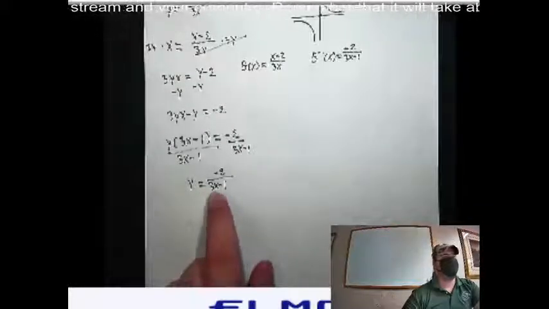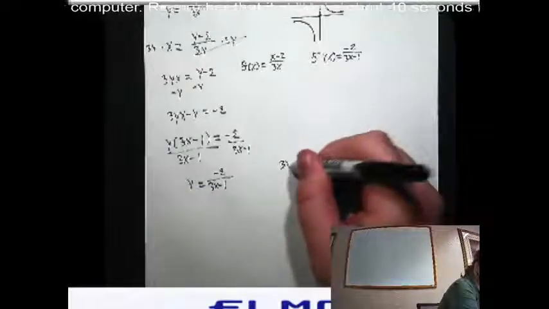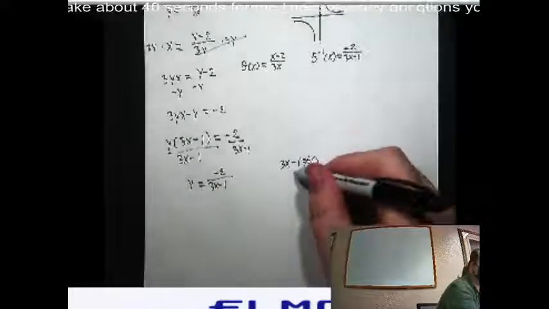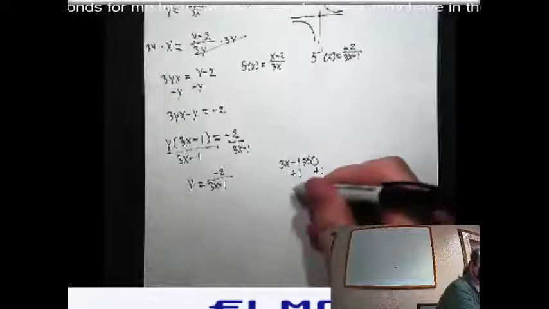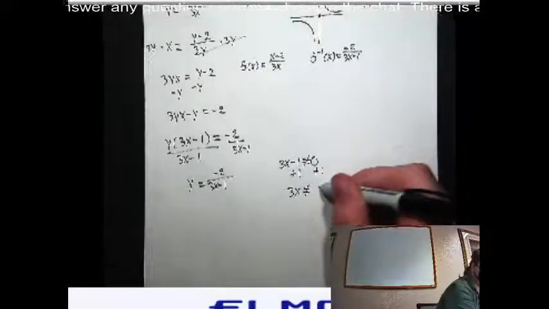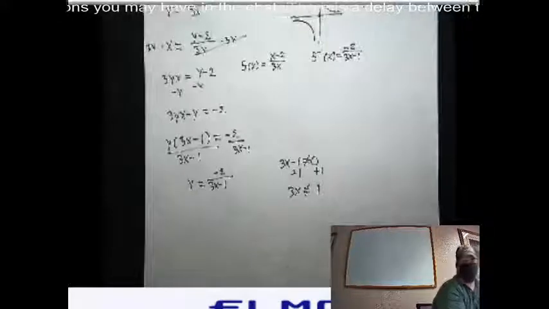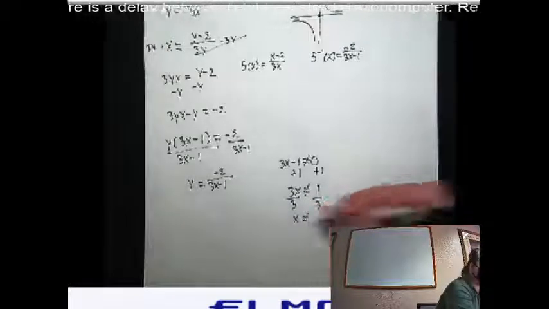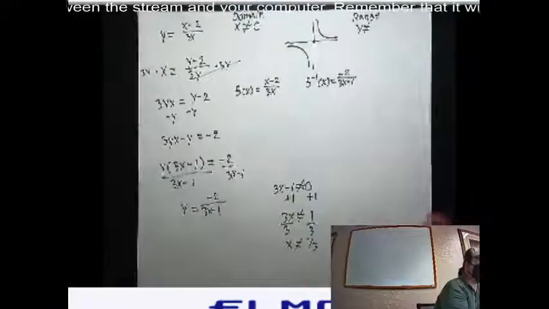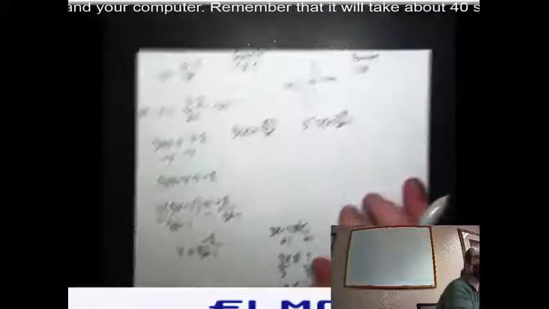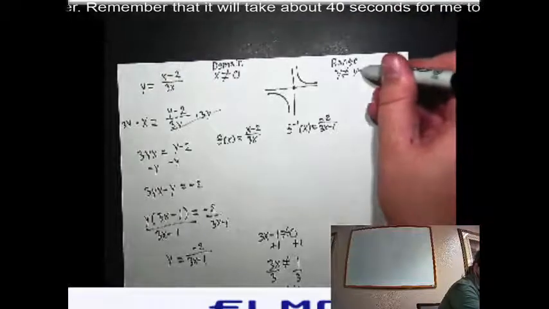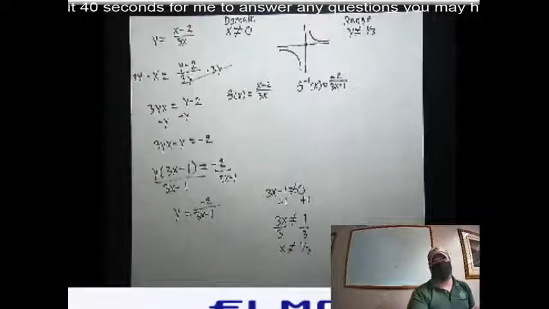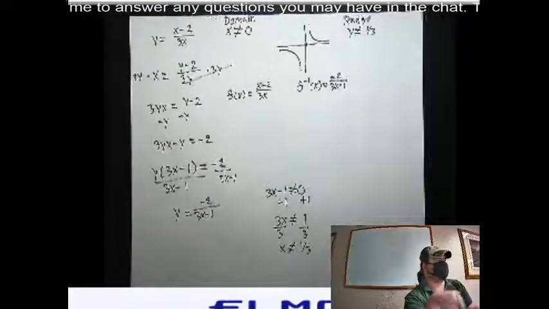So what can I not plug in for x here? Let's see, 3x minus 1 cannot be equal to 0. So I would need to add 1 to both sides. That gives me 3x cannot be equal to 1. And then divide by 3 on both sides. That gives me x cannot be equal to 1/3. So this is the range of our original equation. And that's just one of the places that inverse functions can be useful.